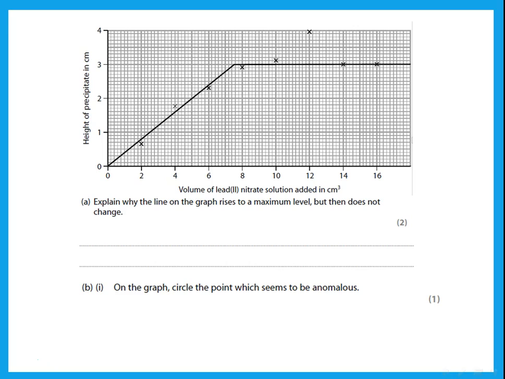So he already drew the graph for you. Explain why the line on the graph rises to a maximum level but then does not change.